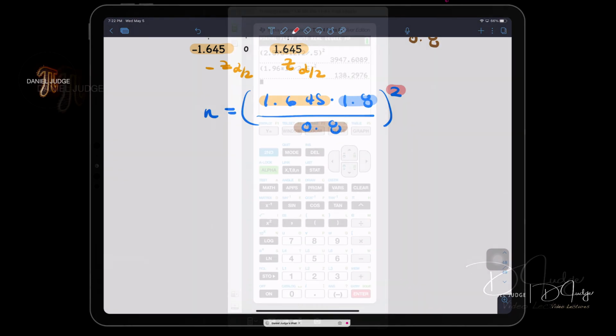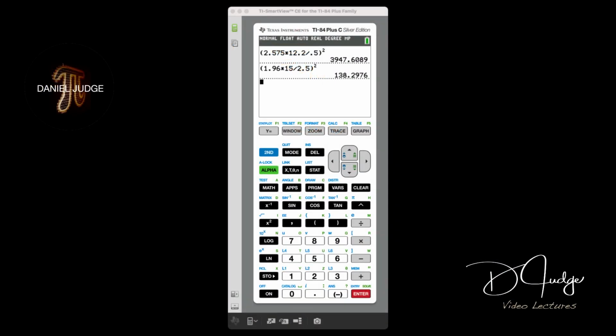So let's go to the TI. Clear. 1.645 times 1.8 divided by 0.8. Close that. Raise to the second power. Hit enter. That's a small sample size. This is an odd question. Rounding up, you need 14 data values. That's weird.